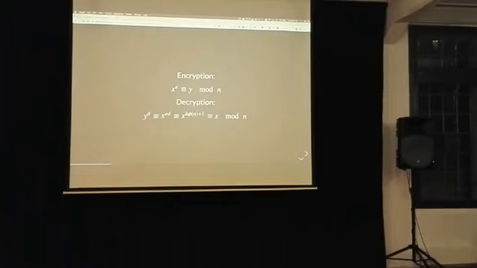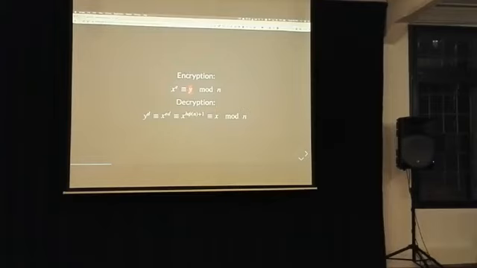Encryption is very simple. You take some message x, and you put it to a power of e. You obtain some value y, and you send that across the wire, or across mail, or whatever your transport communication layer is. Whereby e is the encryption key, i.e. the public key. Decryption is very simple as well.